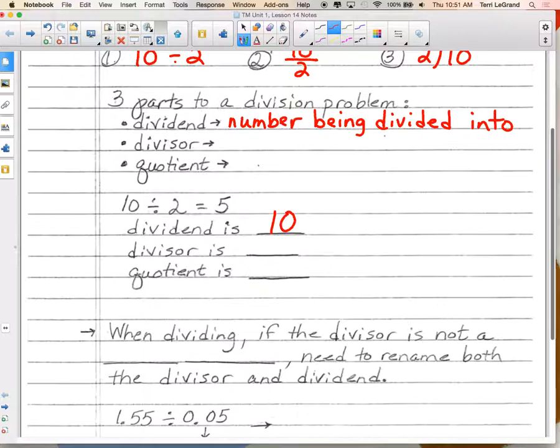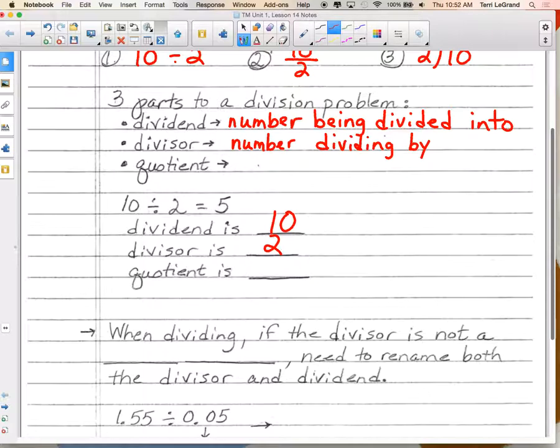So the divisor would be the number dividing by. So what number are you dividing by? What's that part that you want to know how many of them you can take out? That's called the divisor. And this is math terminology that we should be able to recognize. So if they use those words in a problem, you know how to set the problem up. So number dividing by is the divisor. So what's the divisor in our division problem here? 2. It's the number we're dividing by. How many 2's can we take out of 10?